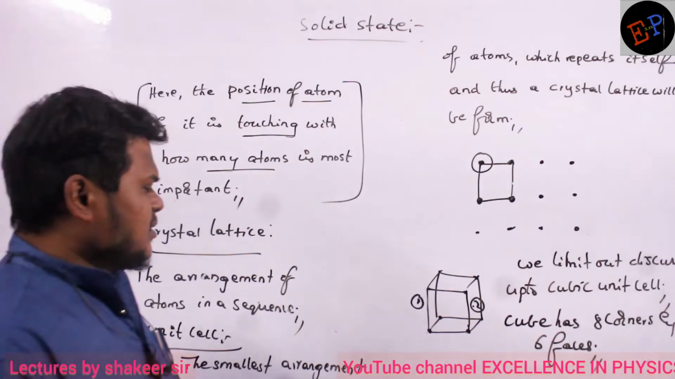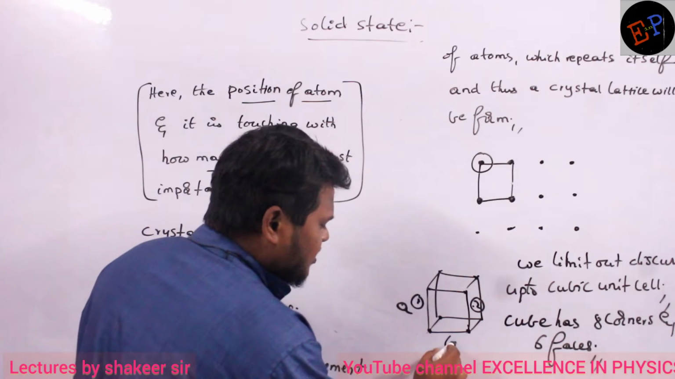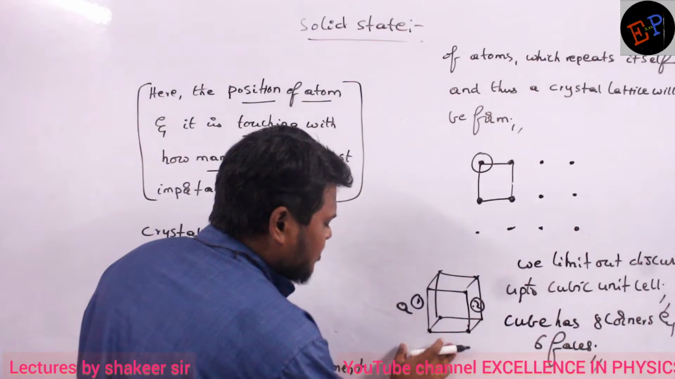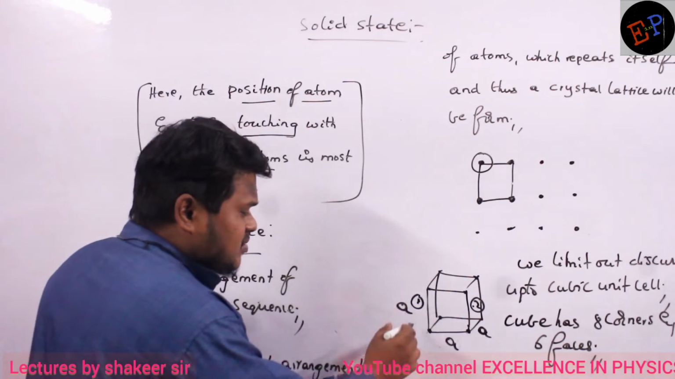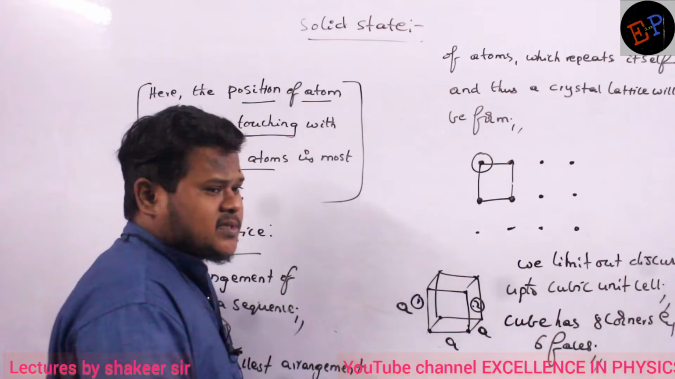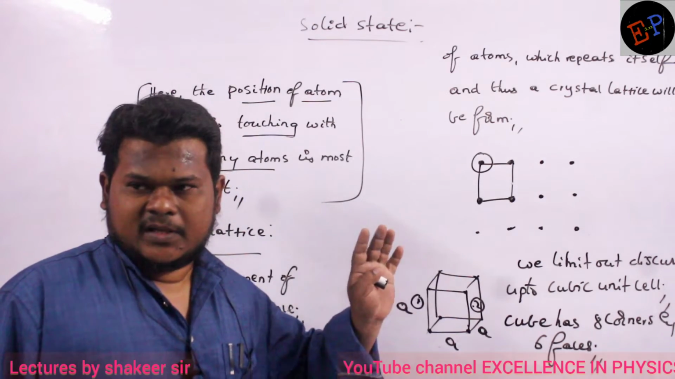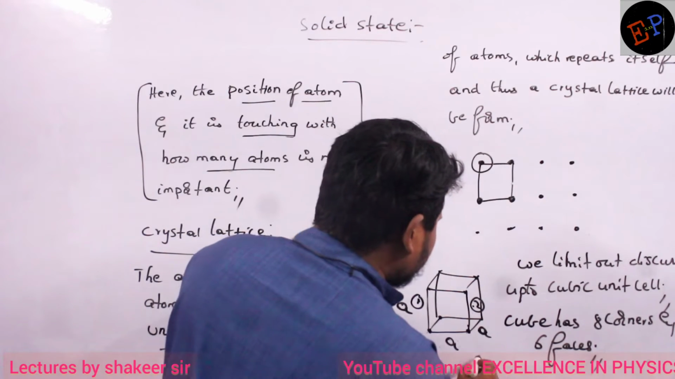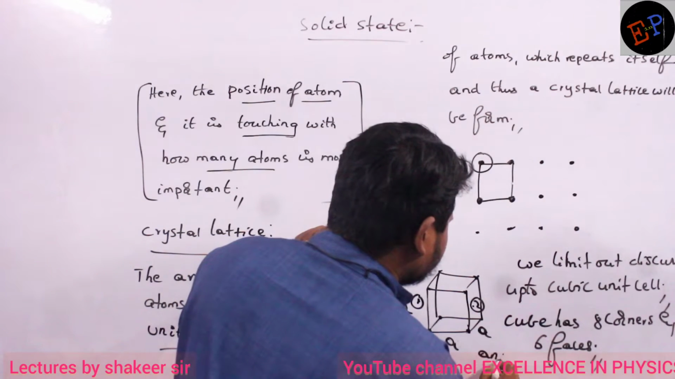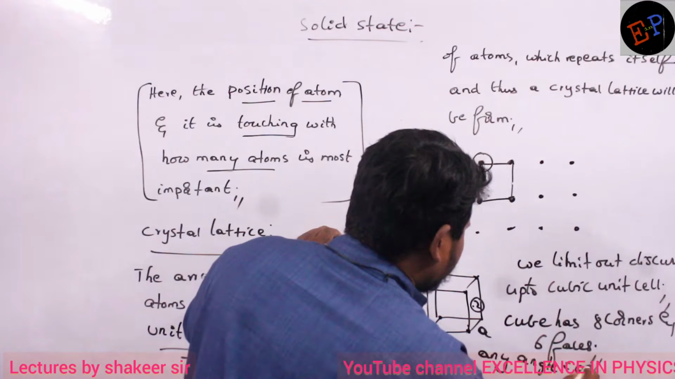We are limiting our discussion only up to cube. So here the length of the cube is A, the breadth of the cube is A, the thickness of the cube is also A only. And the angle between any 2 edges is how much? 90 degrees. So we are studying only that type of units. So any angle is equal to 90 degrees.